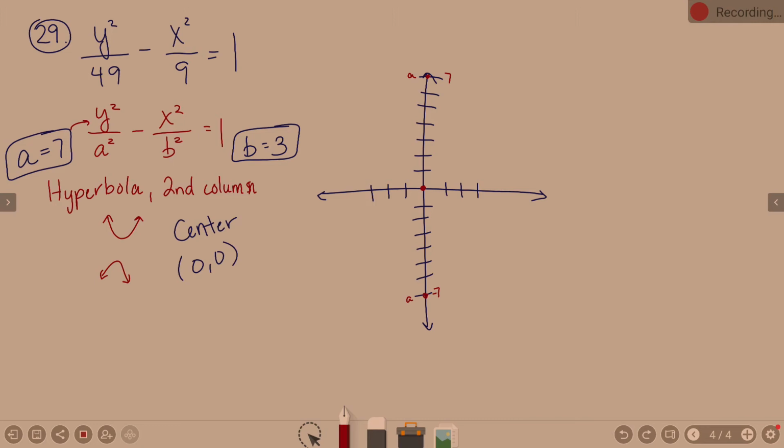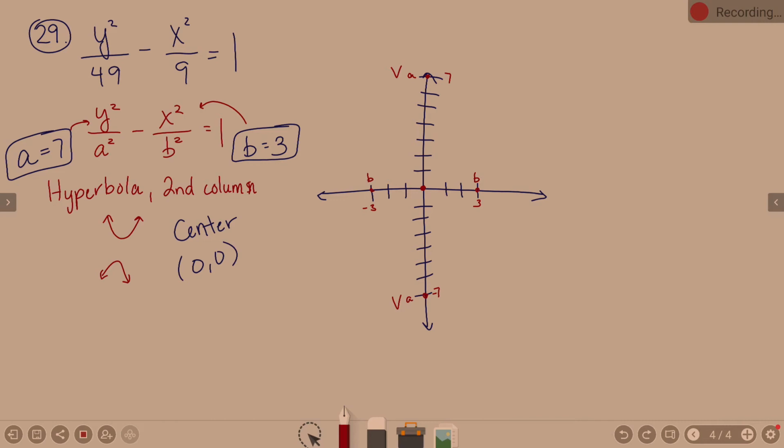What do A's also represent? C's represent foci and A's represent vertices. So these are also the vertices. Okay. My B values, B is under X in this case. My X-axis goes left and right. And so because of that, I'm going to count 3 left, 3 right. Okay, those are my B values.